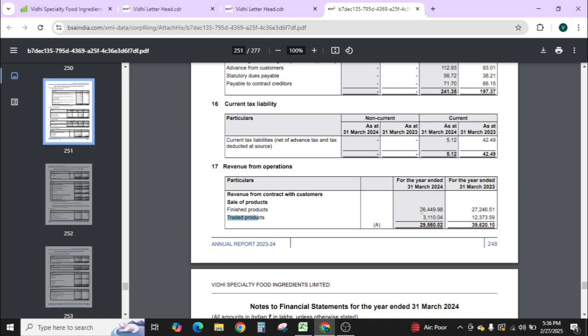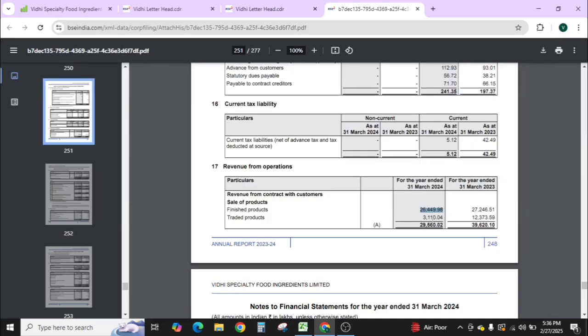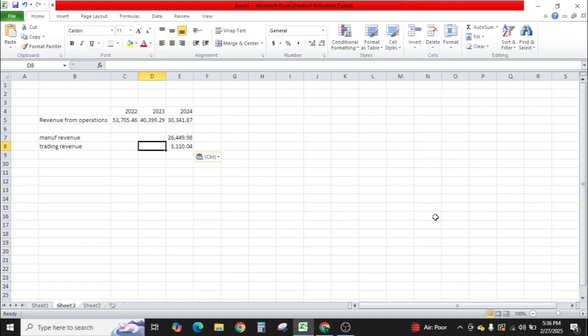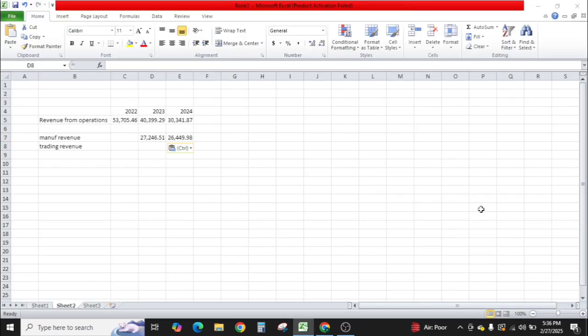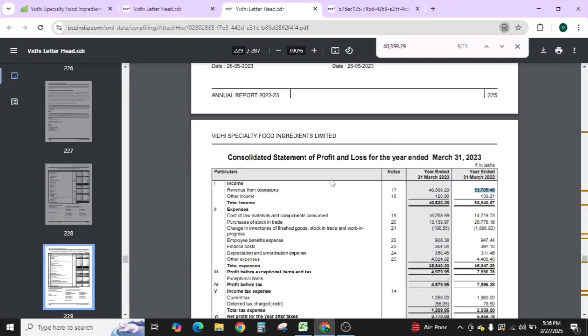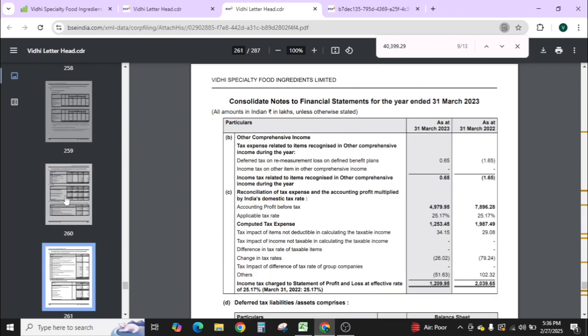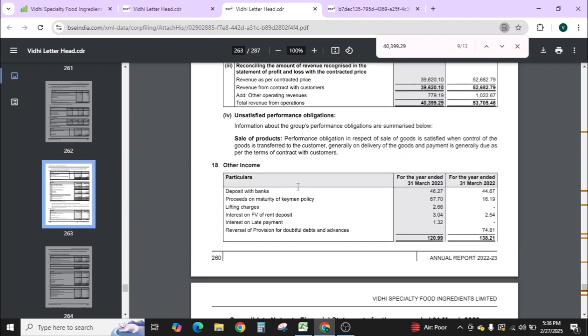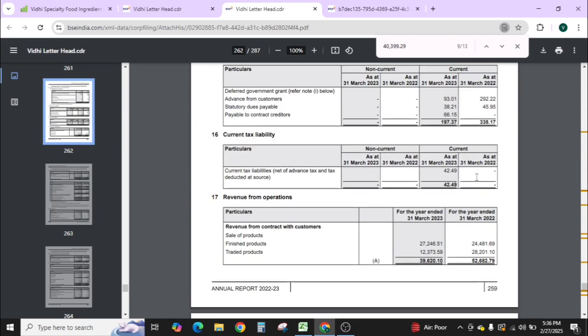For FY24 the finished goods were this and traded was this. Traded means generally buy and sell, and we are not making anything in house. For FY23 this was manufacturing and this was trading. And for FY22, in note number 17, manufacturing was this, while trading was this.